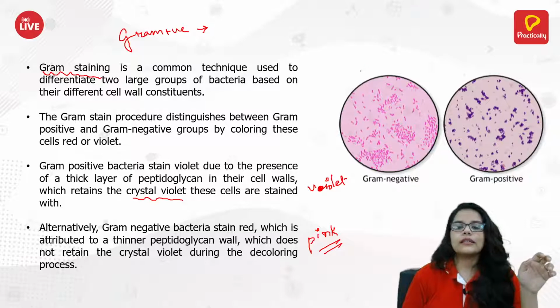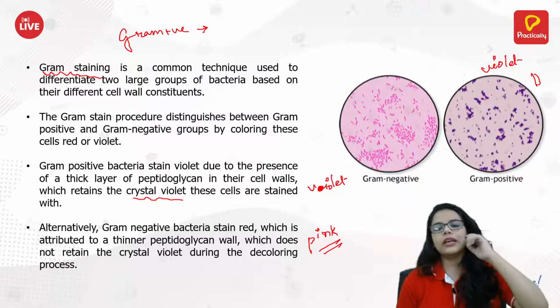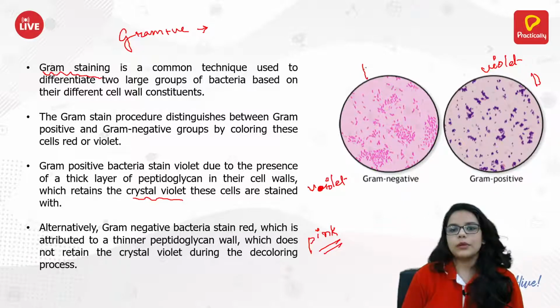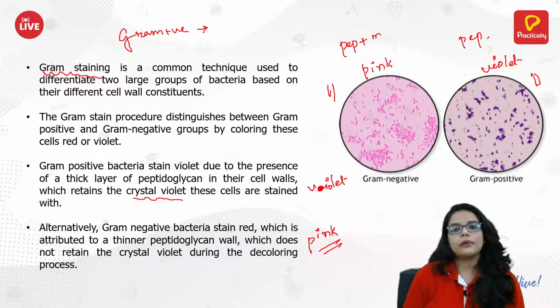So that is why when you gram stain a cell, if it's gram-positive, it will be violet in color, somewhat like this. And if it's gram-negative, it will be pink in color, like this. And all of this is because gram-positive has a proper peptidoglycan layer, and gram-negative has a smaller peptidoglycan layer and an extra membrane.